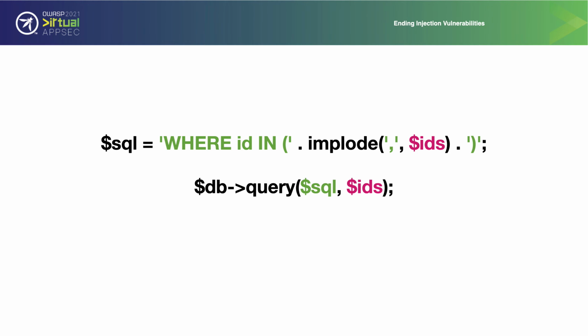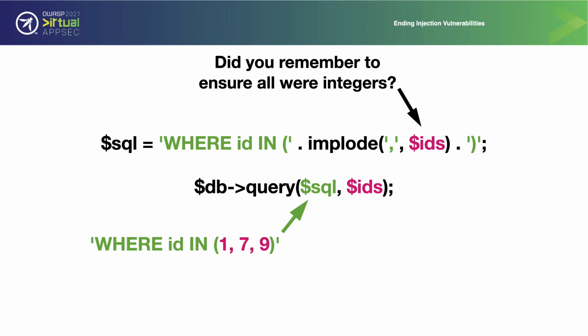Okay, so handling special cases. This is quite a common one, where you have the IN clause, and you would provide it with an array of numbers or integers. Doing it this way is very convenient. It's quite simple. You notice I'm just using one function, implode, but it's not ideal because did you remember to ensure that they are all integers? When you start talking about large projects, mistakes aren't very hard to make.